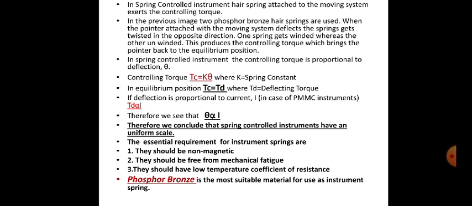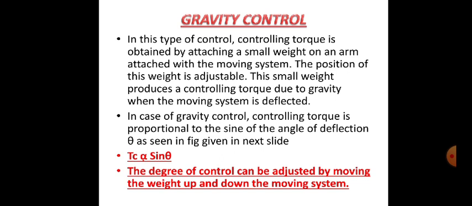So we should use that type of material which are free from this type of mechanical fatigue, and they should also have a low temperature coefficient of resistance, so that they do not deteriorate with the change of temperature. Now, phosphor bronze is a material which is most suitable in terms of these parameters, and it is the most commonly used material as a spring control material. Now, what is gravity control?